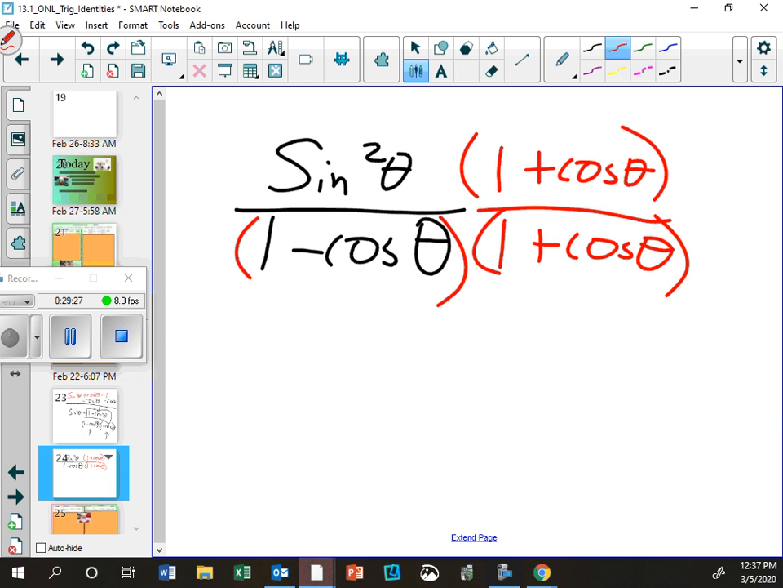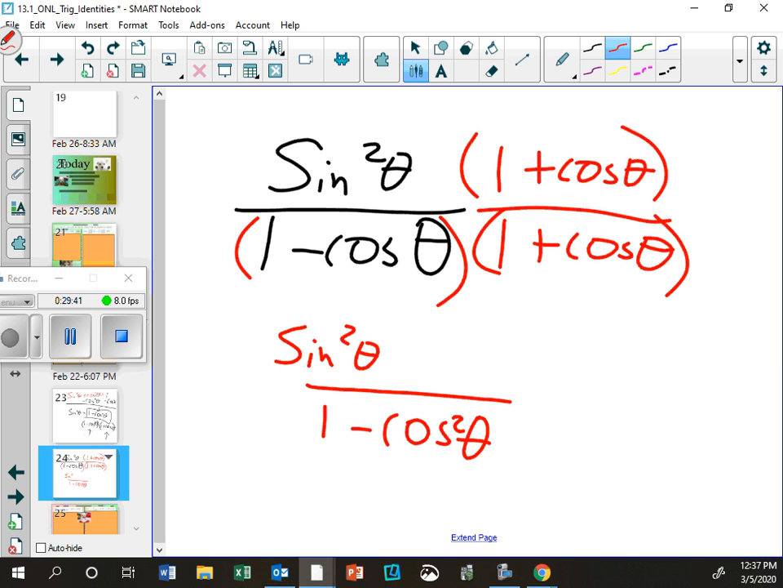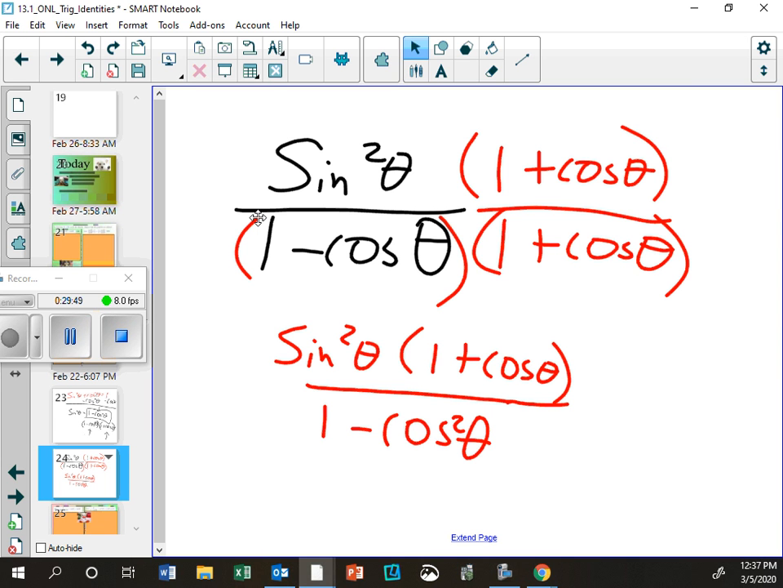Did you realize that the whole point of this is that the bottom turned into 1 minus cosine squared? The top, I bet you most of you guys got suckered into multiplying it out and distributing it. But I'm going to make you think about that tendency. Do you get that right now the top is factored? And if you can factor it, you should. So if you multiply it out, you're unfactoring it. Don't do that.